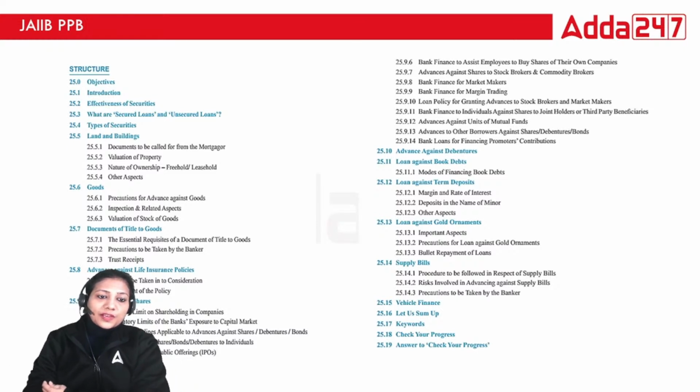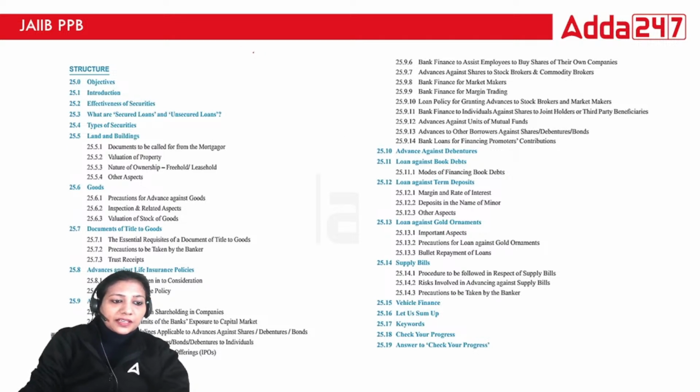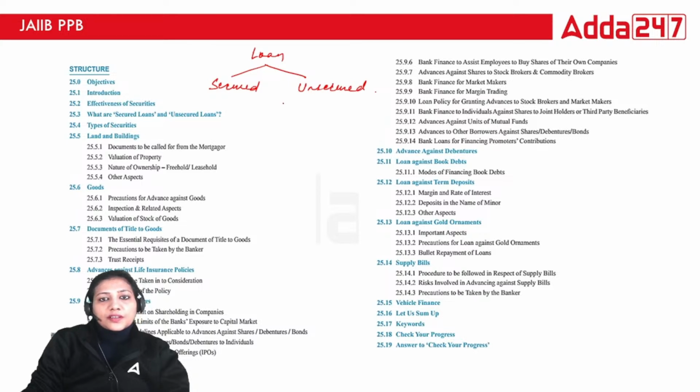So first of all, we must understand that the loans we give can be divided into two types. It could be secured or it could be unsecured. Secured loans are where we have taken security. Unsecured loans are where we have not taken any security. One example of unsecured loans is the personal loan. We usually don't take any security in it.